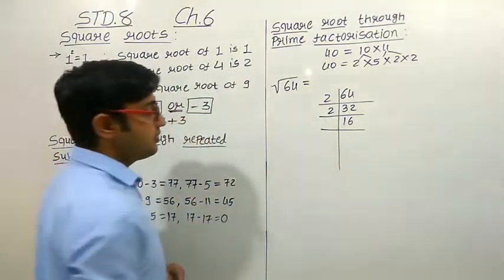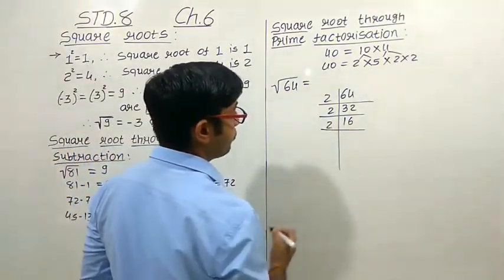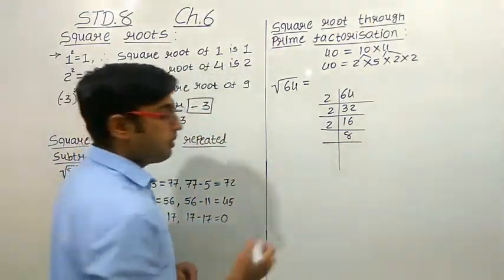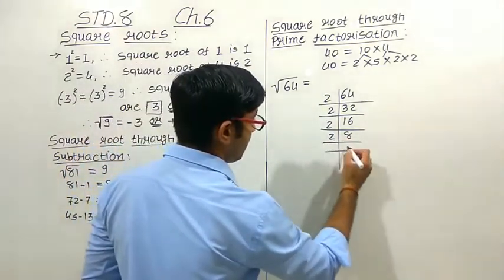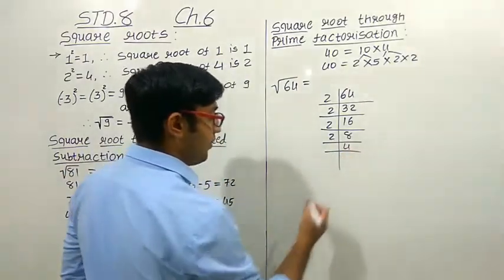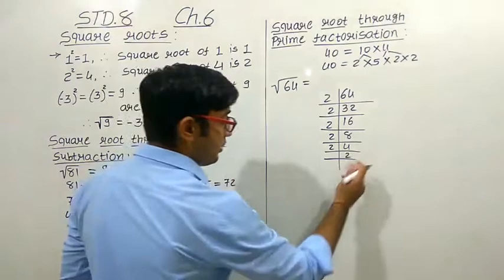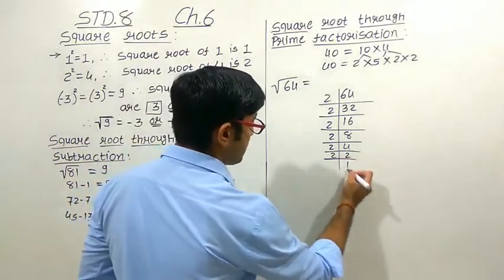16 is again divisible by 2. So when we put 2 here, we get 8. Again 8 is divisible by 2. When we put 2 here, we get 4. Again 4 is divisible by 2. So 2 twos are 4. And again 2 is divisible by 2, so 2 ones are 2.